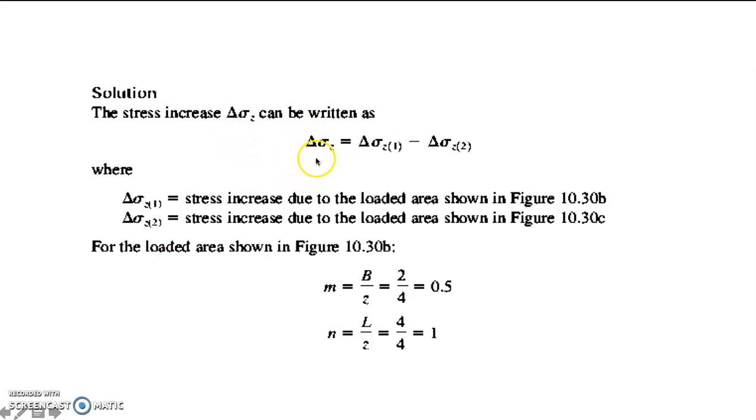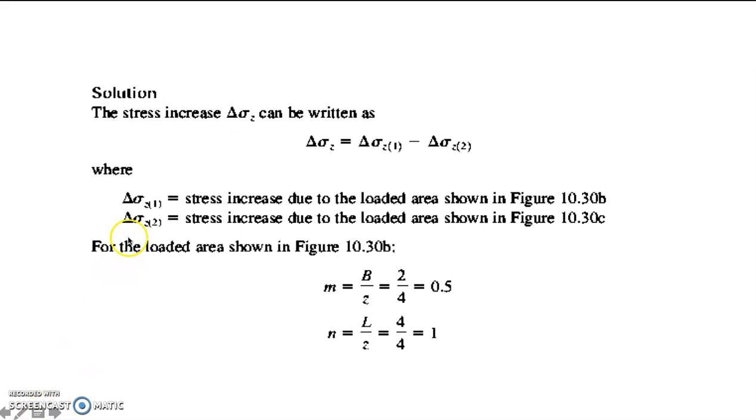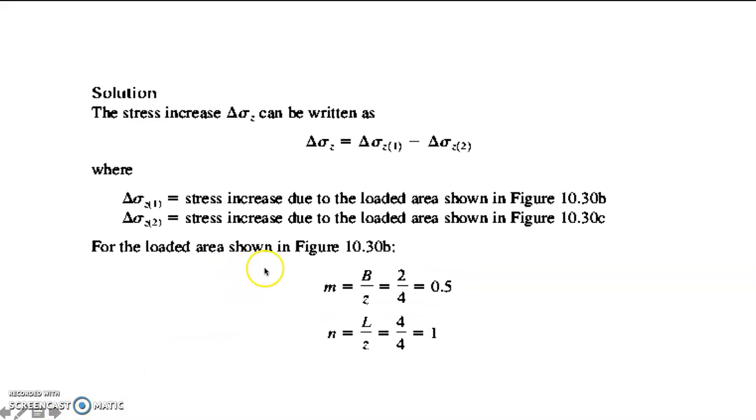So you can have the vertical stress equal to the stress at this point subtracted by the stress at this point. Of course your Q here is equivalent to 150 kN per meter squared. This is also 150 kN per meter squared. And your stress sigma sub 1 is due to the loaded area as shown in this figure, and your stress sigma sub 2 is the stress due to the loaded area in this figure. And we have to compute for M and N, so basically M is 0.5 and N is equal to 1.